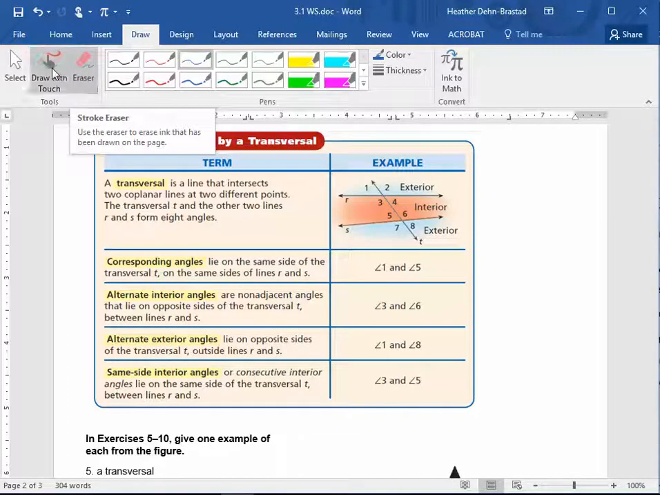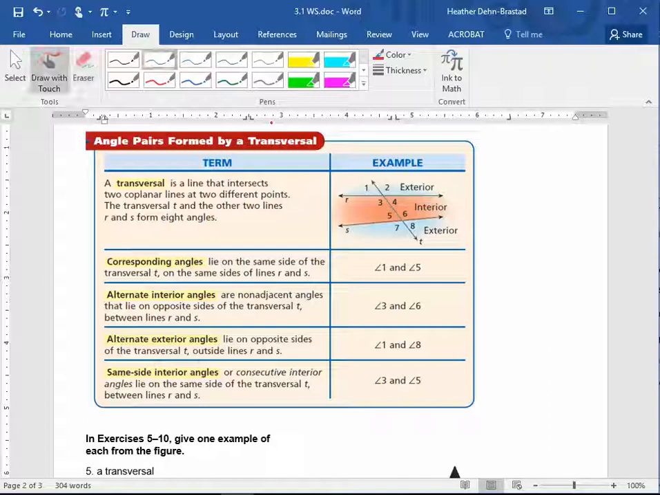Alternate exterior angles, as you might expect, will be outside of the pair of lines. So in this blue shaded region are the exterior. Alternate means on either side of the transversal again. So one will be on the left, one will be on the right. So angle 1 and 8 are alternate exterior angles, or angle 2 and 7 are also alternate exterior angles.